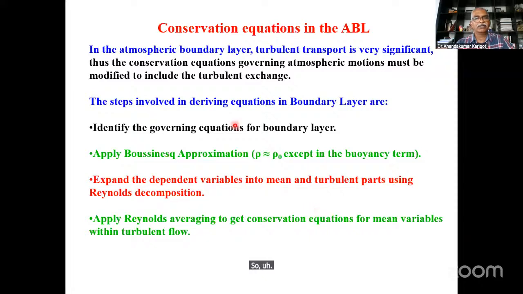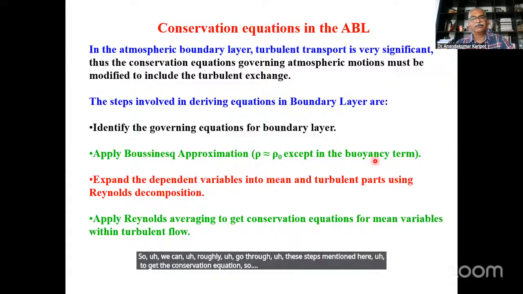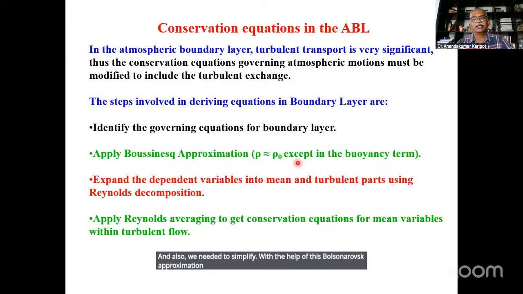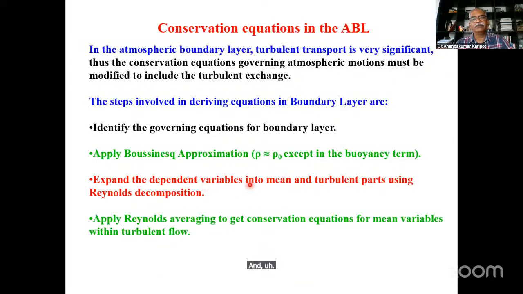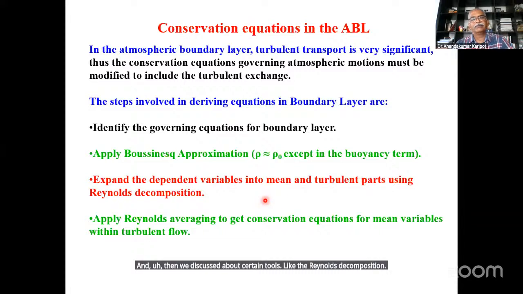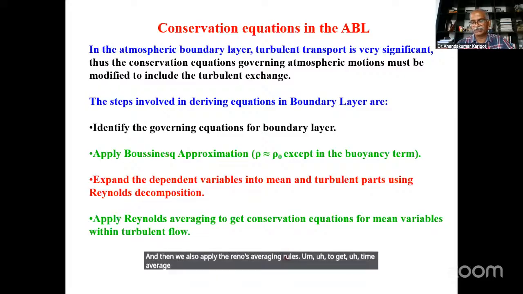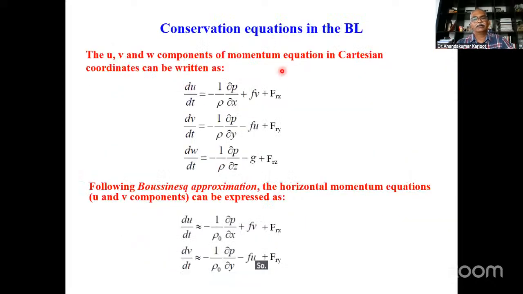So we can roughly go through the steps mentioned here to get the conservation equations. Identify the governing equations we want to deal with, and simplify with the help of the Boussinesq approximation, where we assume that the density is constant except in the vertical component of the momentum equation. Then we discussed certain tools like the Reynolds decomposition, where all the variables in the boundary layer can be split into the mean and the turbulent parts. We do that, and then we also apply the Reynolds averaging rules to get time averaged or space averaged terms.